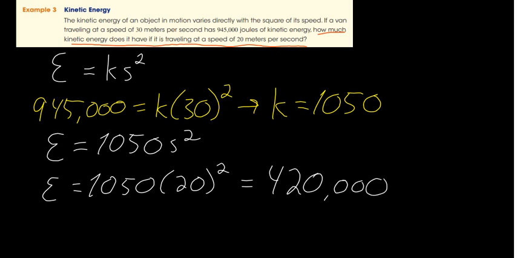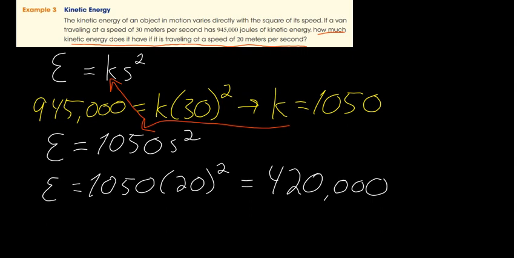So by using the information given to me, I was able to figure out what the equation would be. But in order to actually use that equation, we need to figure out what K is, what my proportionality constant is. Once we figured that out, I plugged it into my original equation. This 1050 is taking the place of this K. And then from there, I can answer any question you throw at me.